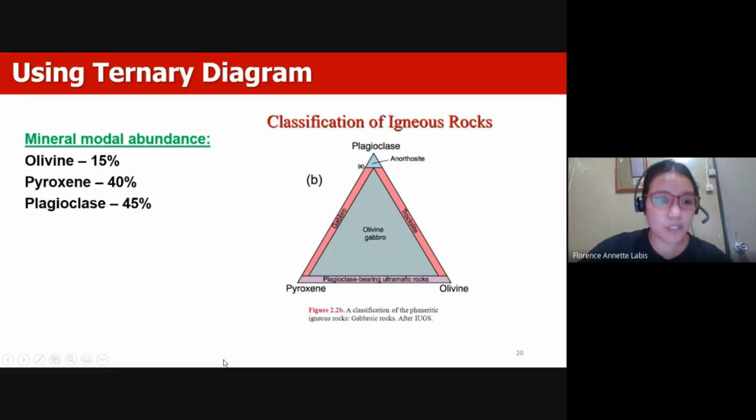So let me just switch to the laser pointer. I hope that you have already answered the activity as well as the assignment about the ternary diagram and some of the geochemical composition. So I hope you already know how to use the ternary diagram and how to plot the mineral modal balance.